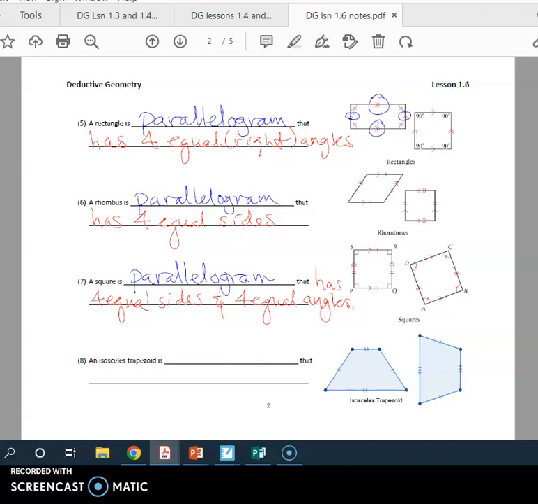Now, an isosceles trapezoid is a quadrilateral, and it happens to be a special trapezoid. So an isosceles trapezoid is a trapezoid. And what's unique about an isosceles trapezoid is that it does have one set of parallel sides, and it also has one set of equal sides. That's not the parallels. That has one set of equal sides.